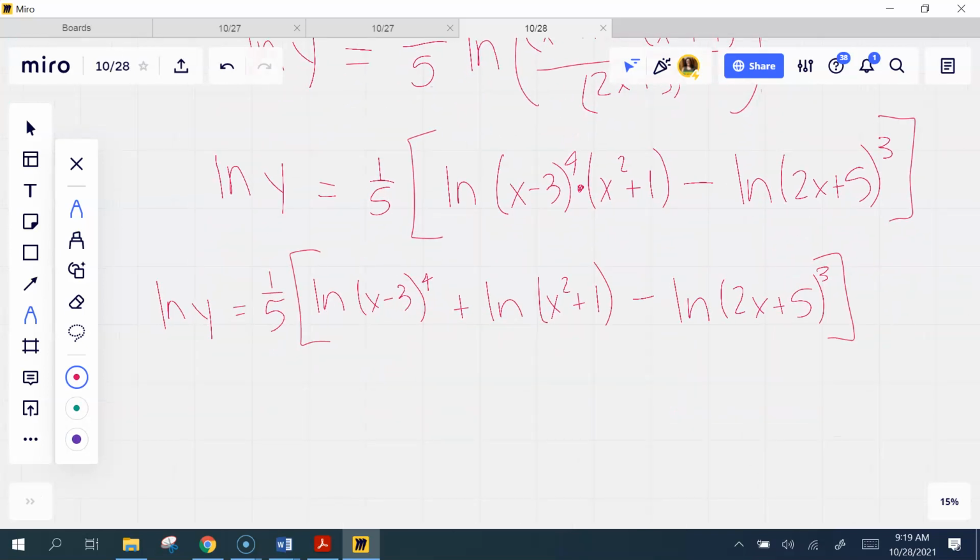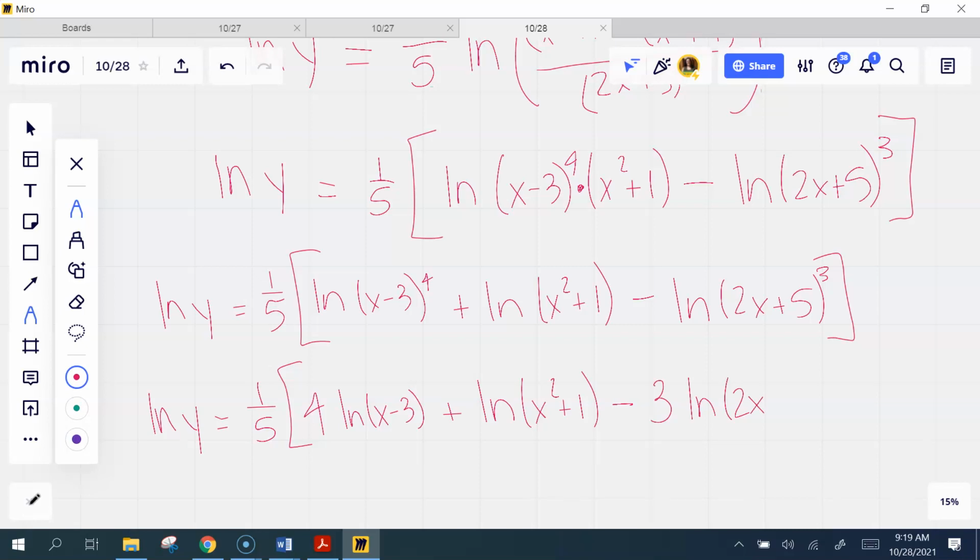Now I can bring all the exponents around. That's exactly right. So I have the log of y equals 4/5 log x minus 3 plus 1/5 log x squared plus 1 minus 3/5 log 2x plus 5. Can't take, well, then you'd be backwards. You'd be going backwards if you did that.